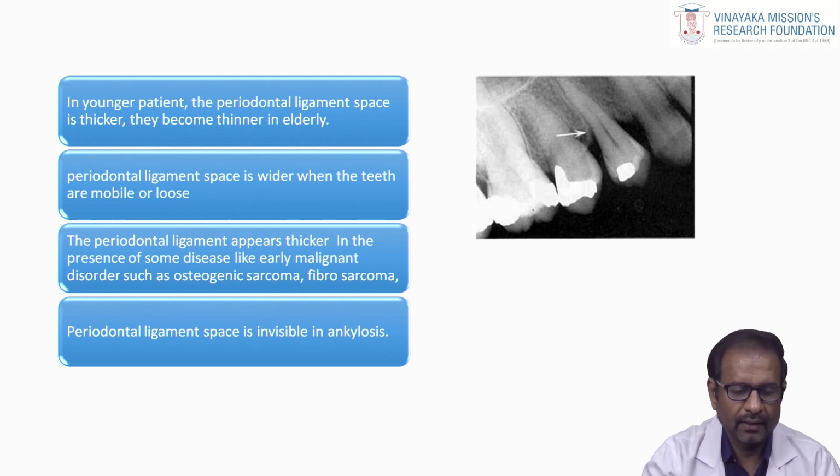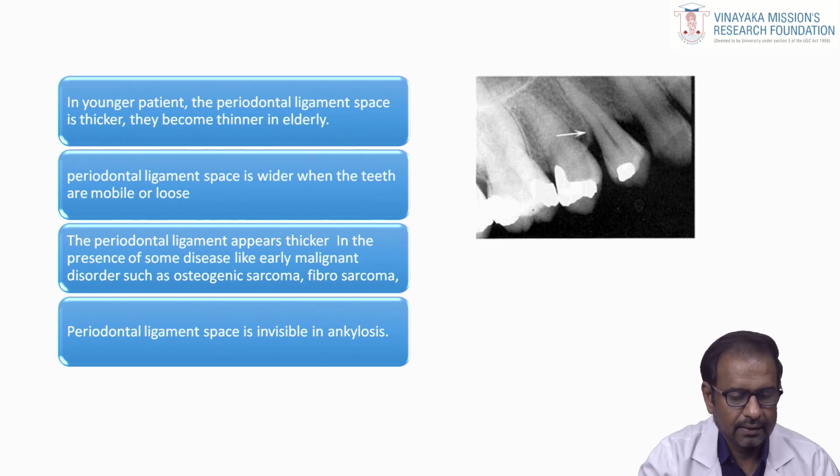The periodontal ligament space is wider when the teeth are mobile or loose. It appears thicker in the presence of some diseases, like early malignant disorders such as osteogenic sarcoma or fibrosarcoma. The periodontal ligament space is invisible in ankylosis. If trauma occurs, the periodontal ligament space disappears.